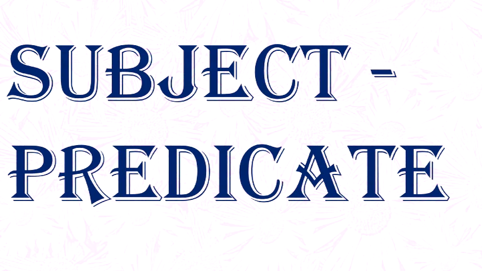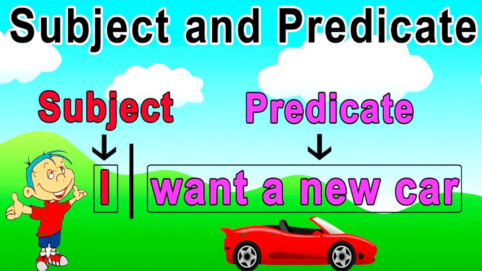Now you must be wondering, what is this subject predicate? How is it related to a sentence? Dear students, actually every sentence has two parts, and that is subject and predicate. Let us have an example. You can see on your screen. I want a new car. The boy is speaking. I want a new car. Now in this sentence, dear children, the word I is our subject. And the words want a new car is actually our predicate.